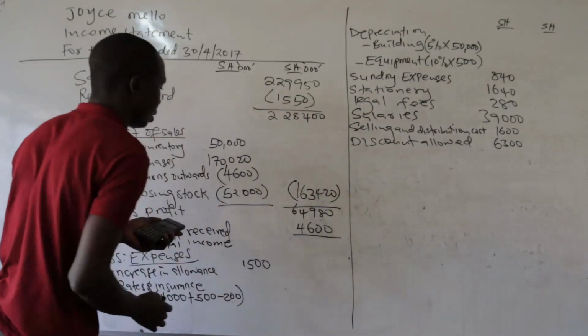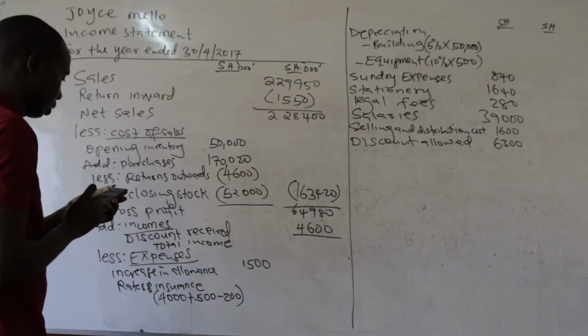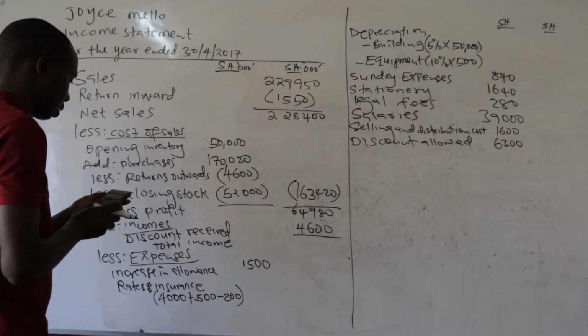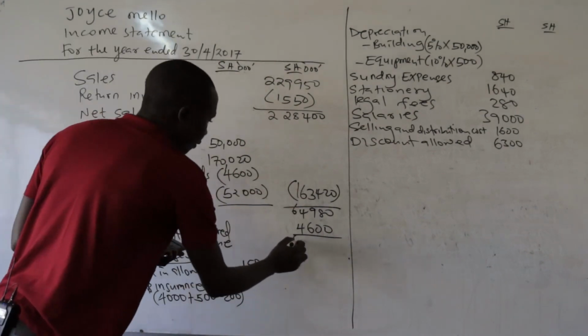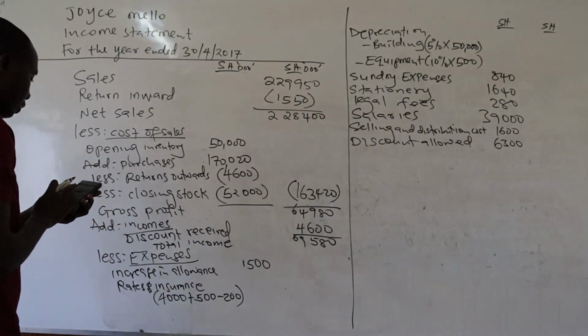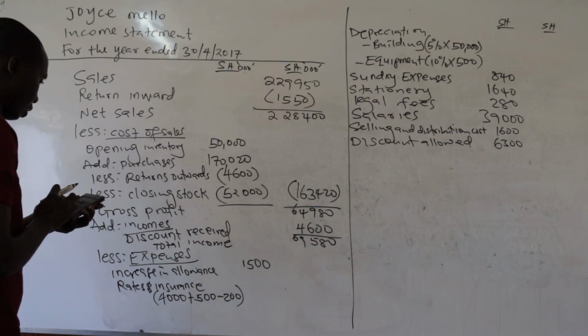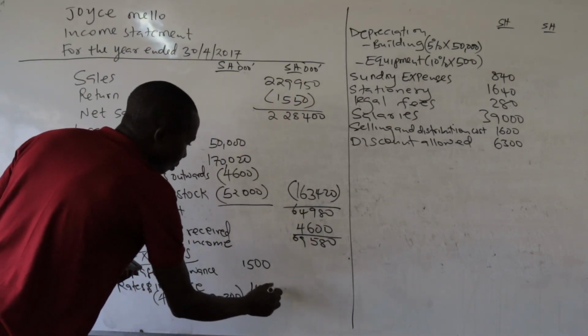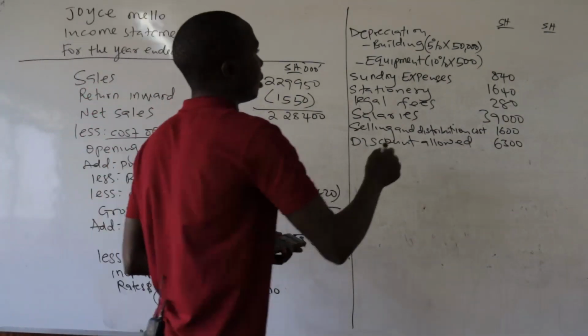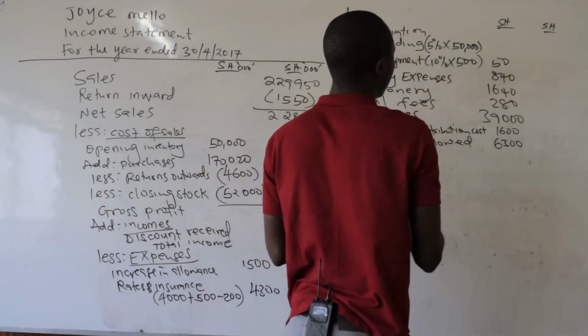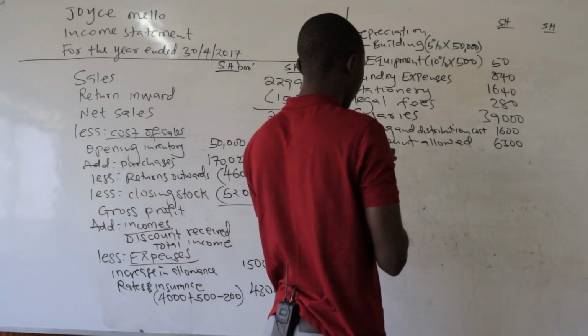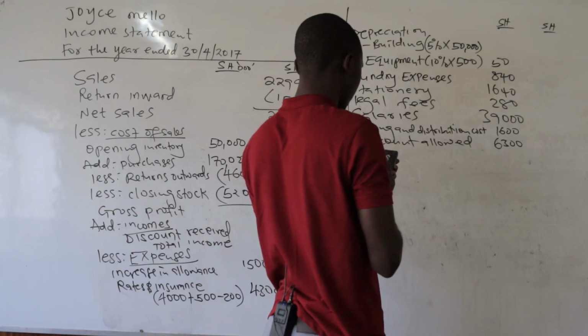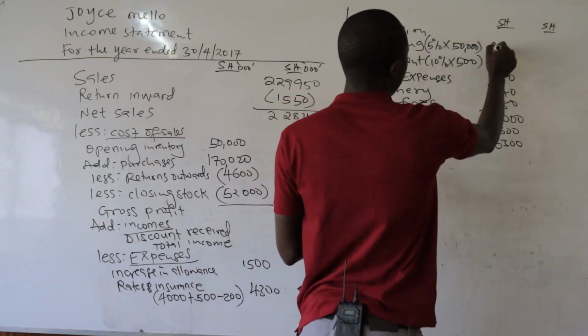So here to get the total incomes, remember I was to add this income of the discount received plus 4,600. So I have 69,580. So if I take 4,000 plus 500 minus 200. So this is 43. Then this is 50. Then this is, so 50,000 times 0.05. This is 2,500.